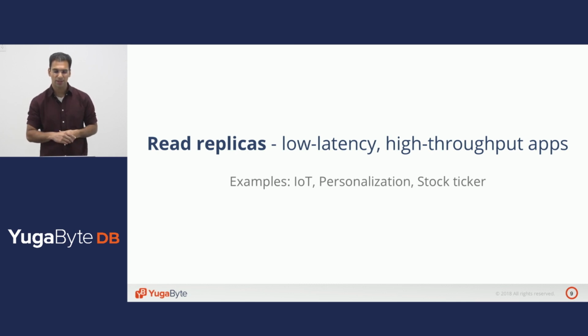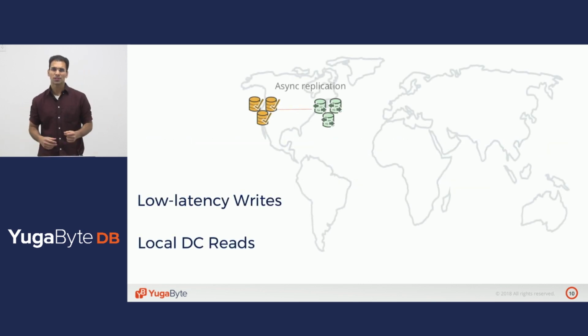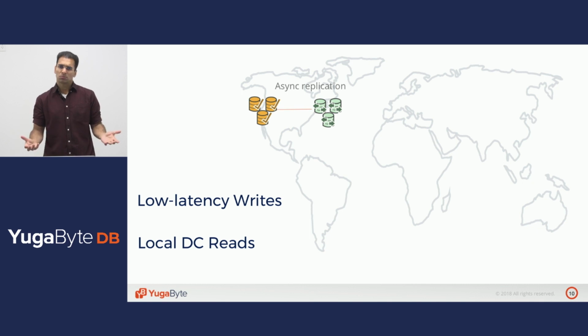Examples of such applications are IoT apps, user personalization, a stock ticker example where you have a huge blast of data coming in, and so on. Such a deployment needs geo-redundancy, so it needs data close to end users so that they can interact with it quickly, and it needs writes to happen at a very high throughput with low latency. In order to achieve low read latency, we enable reads once again from local data centers, but we keep the quorum of writes strongly consistent in one data center and use async replication to replicate the data to a faraway region.